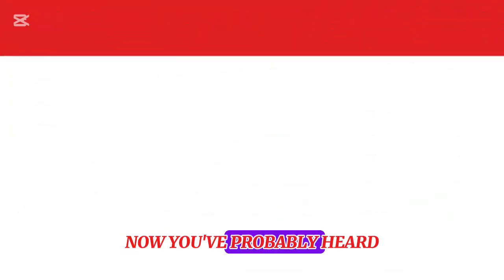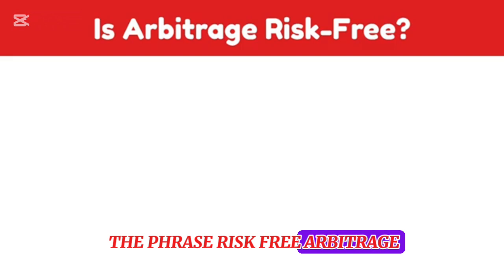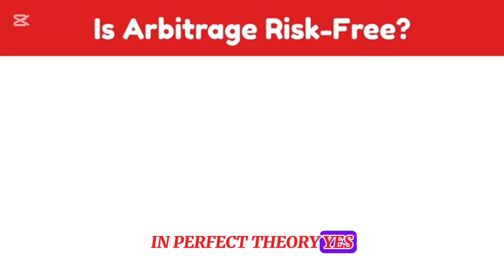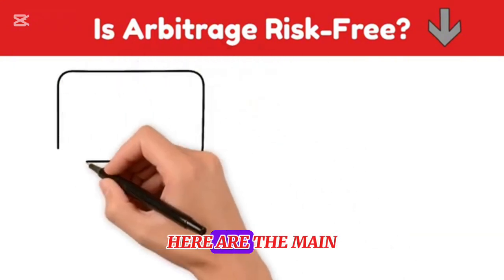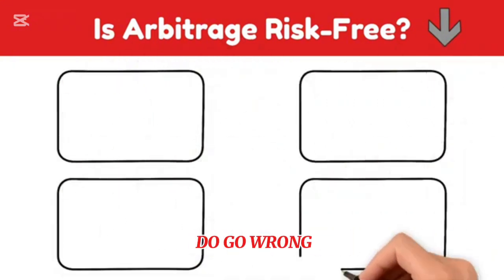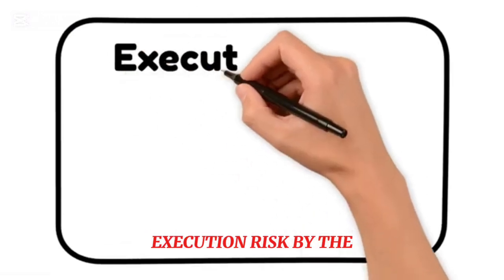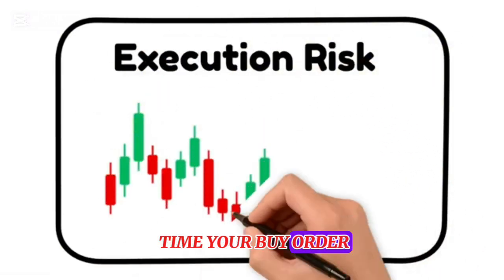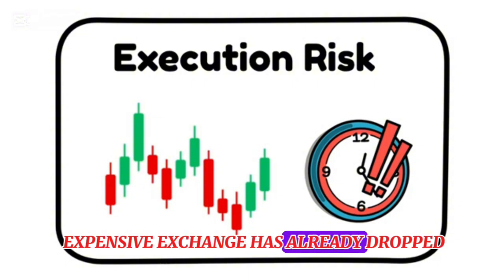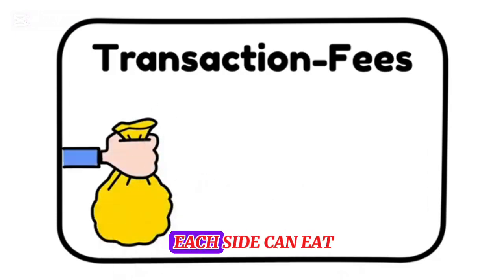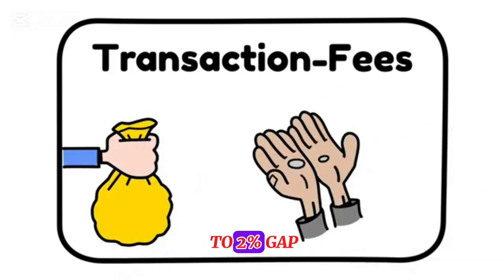Now, you've probably heard the phrase risk-free arbitrage. In perfect theory, yes. In the real world, it's low risk, but definitely not zero risk. Here are the main things that can and do go wrong. Execution risk. By the time your buy order fills on the cheap exchange, the price on the expensive exchange has already dropped. Transaction fees. A 0.2% fee on each side can eat most of a 1 to 2% gap.